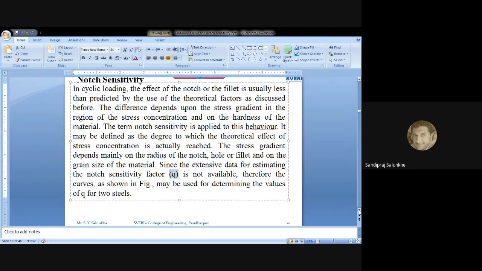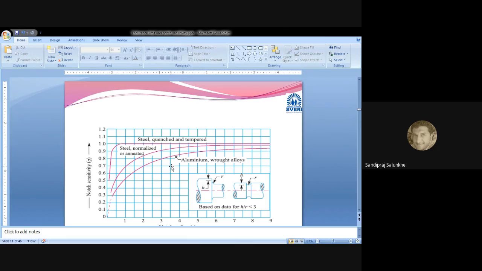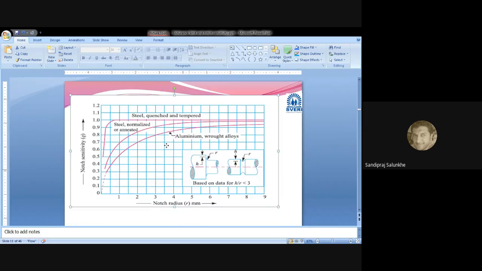Next we'll go. This is the graph from which we can take the value of notch sensitivity Q. How it is calculated, we'll see in the next slide. But from such types of graphs only, we are going to take the value of Q as the notch sensitivity, and that is calculated for the standard specimens.